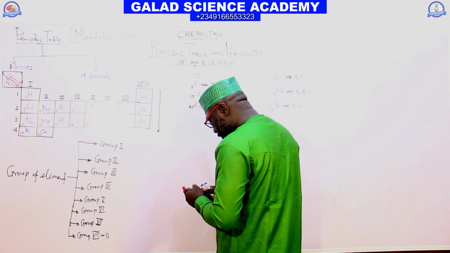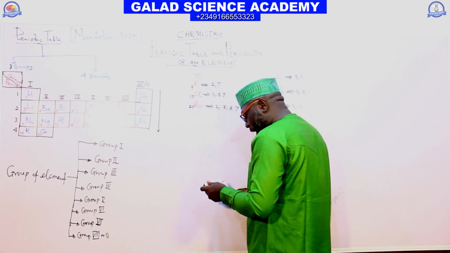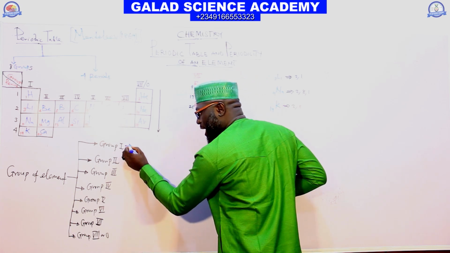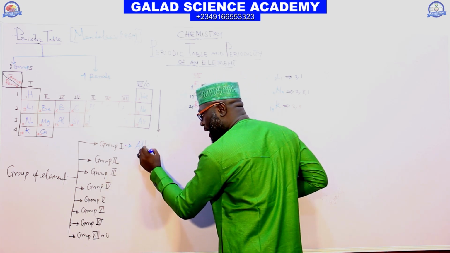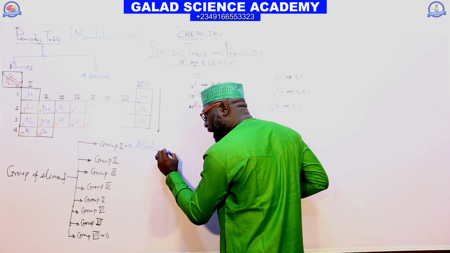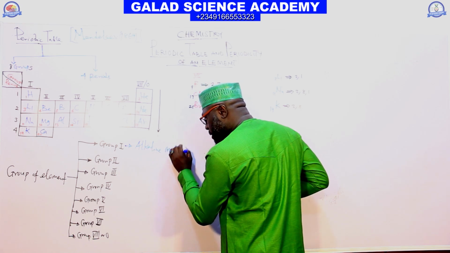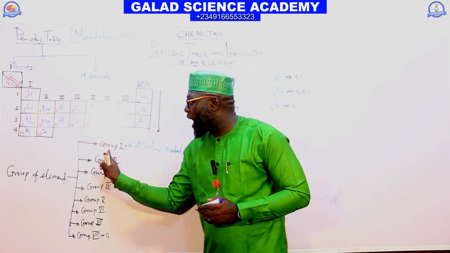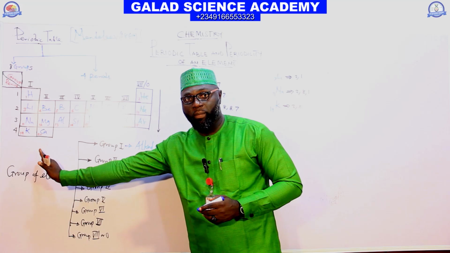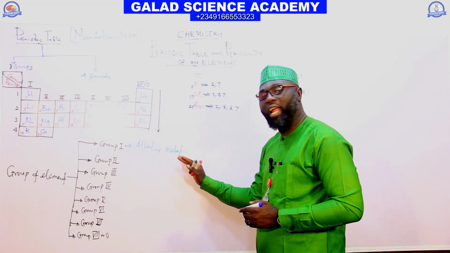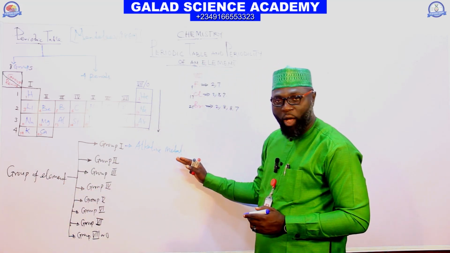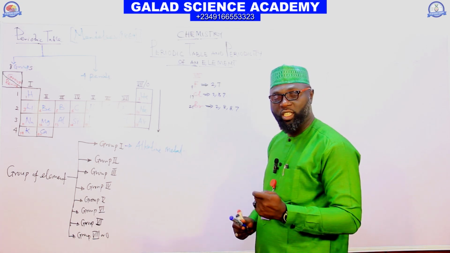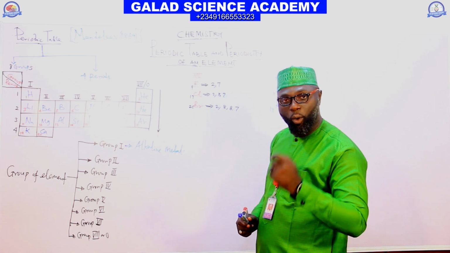Group 1. The group 1 elements, we can also call them what? Alkali metal. The group 1 elements in the periodic table are called alkali what? Metal. Why are they called alkali metal? When they react with what? With oxygen, they form a what?